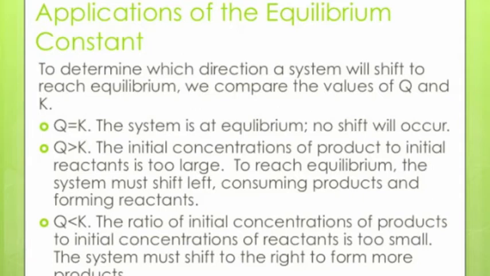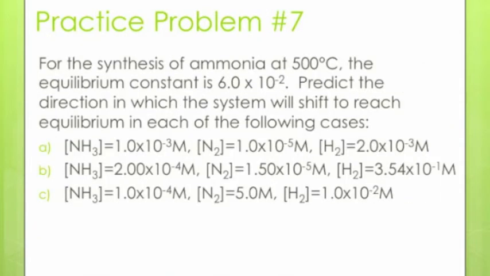To determine which direction a system will shift to reach equilibrium, we compare the current position, or Q, to the equilibrium constant, K. If Q equals K, then our reaction is already at equilibrium. But if Q is greater than K, the reaction is product-heavy compared to the equilibrium position. We can predict then that this reaction will shift to the left towards the reactants to obtain equilibrium. If Q is less than K, the reaction is reactant-heavy compared to its equilibrium position. We can then predict that the reaction will shift right towards products to obtain a higher Q and closer to equilibrium.